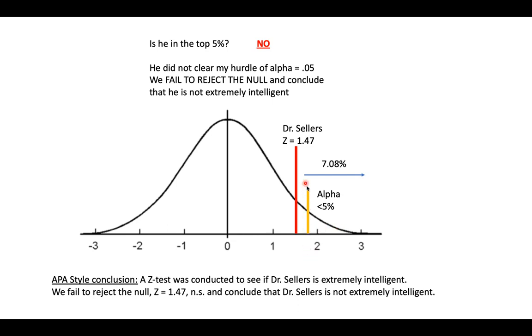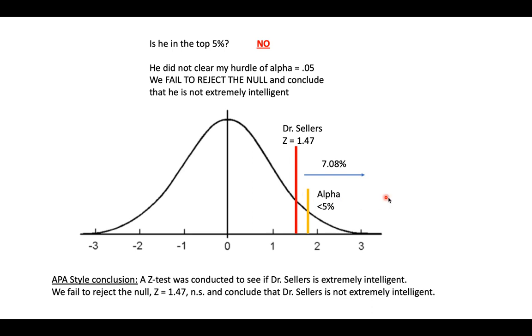The point at which I become the top 5%, this point of alpha, 0.05, is somewhere to the right of me. I did not cross over my line in the sand. We can think about our calculated z-score being compared to this benchmark of alpha. And if I cross over the benchmark, if I clear the hurdle, if I move past the line in the sand, then we support my claim.